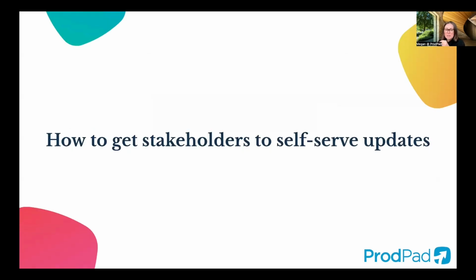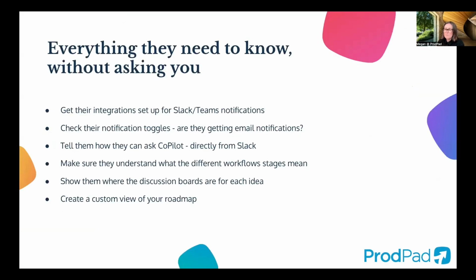Okay, so this is important. I'm going to have to rattle through this, but this helps keep the noise down for you as a PM. So how do you get people to self-serve their updates rather than coming to us? So we've covered a lot of this, right? Those integrations, make sure they're set up because that will do it. Make sure they have the right toggles set in their notifications so that they're getting the emails. They can ask Copilot for updates directly from Slack, for example. So I'll show you that in a sec. There's some other things on there.